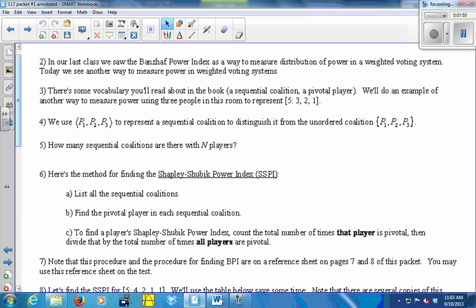Shelby says, I'm forming a team. Who wants to be on my team? And Ryan is the next person to join, so he joins Shelby with his 2 votes. Now the first and the second players have 5 votes together. And 5 is our quota in this weighted voting system. So that makes Ryan the pivotal player in this sequential coalition where the order matters.